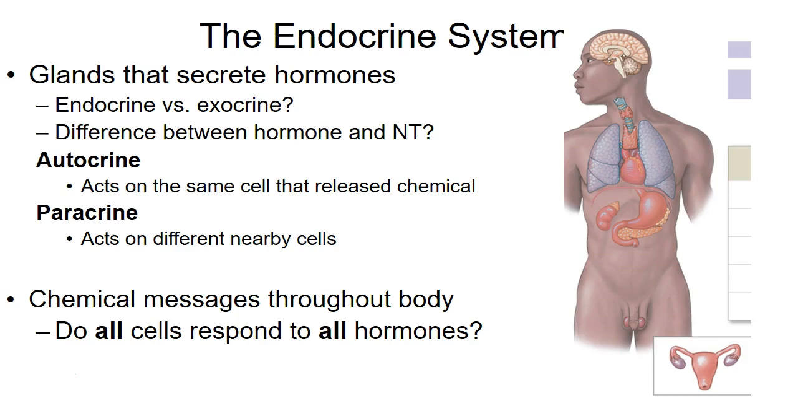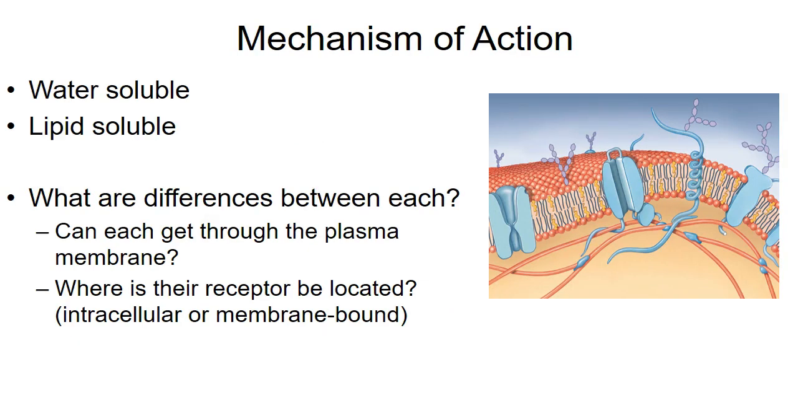And so here, do all cells respond to all hormones? We've answered that question, right? They only respond if they have the receptor. We've talked about this also, water-soluble versus lipid-soluble, right? So which ones are going to have membrane-bound receptors? I thought I heard it. Water-soluble, right? Which ones are going to have intracellular receptors, receptors within the cell? So lipid-soluble ones, right? Okay, fat-soluble.